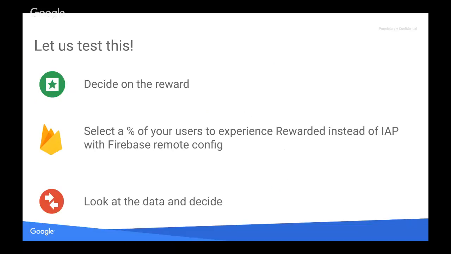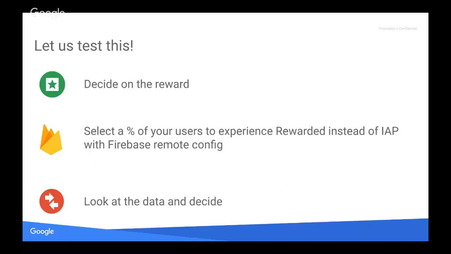Decide a reward right now and take a moment and think about your application, whether it's a utility app or a game. What's one reward that you're giving right now through in-app purchase? I'm going to take the example of you get a bulk of extra levels, right? And now what we're going to do is select a percentage of our users to experience the offering of that bulk of extra levels through rewarded ads instead of in-app purchase. In particular, if you're using Firebase, you can use the remote config option to select, say, 5% of your audience that is not going to get the IAP in-app purchase offer. They're going to get a rewarded ad option.